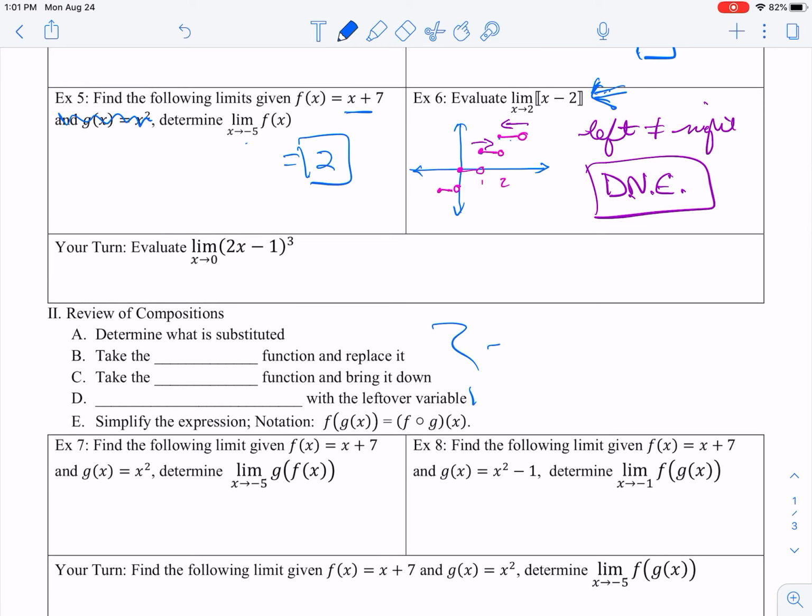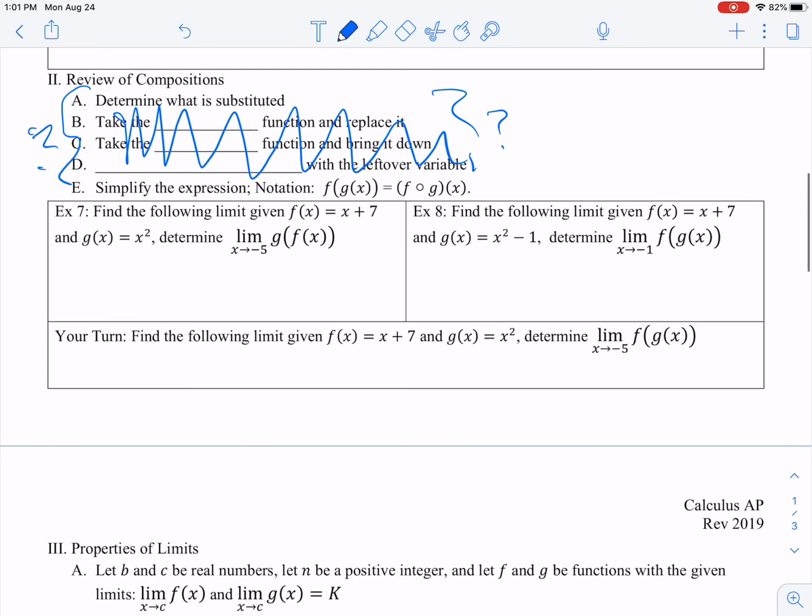I don't know what this is. We stole these notes from somebody. I don't know what he was talking about. So this is what I would do and not worry about it.